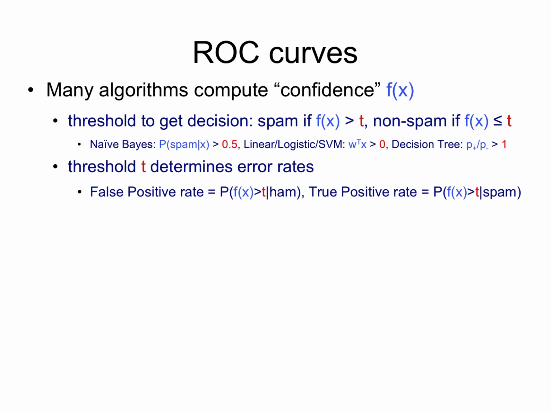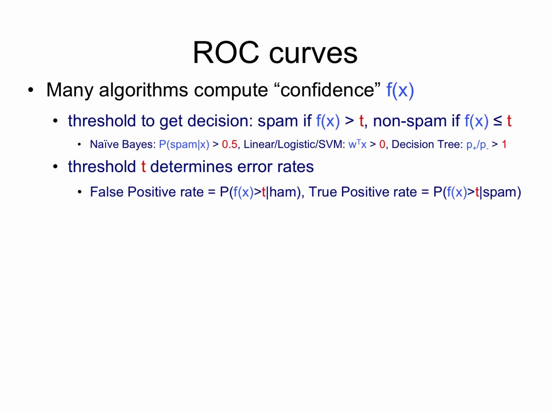So really, the false positive rate is just the probability that your confidence function exceeds a threshold, given that you're in the negative class. And your true positive rate is the probability that you exceed the threshold, given that you're in the positive class. Okay? So the true positive and false positive rates are functions of a threshold.